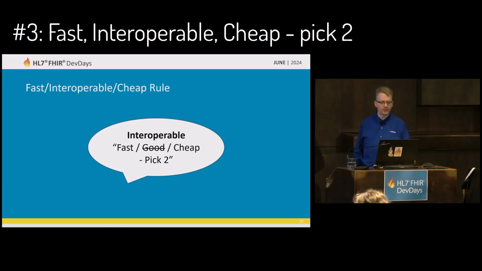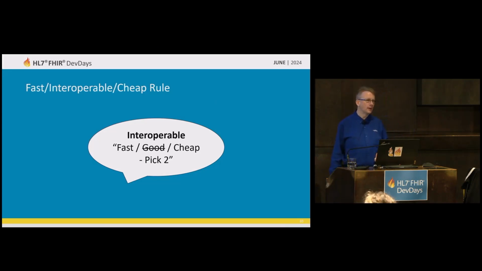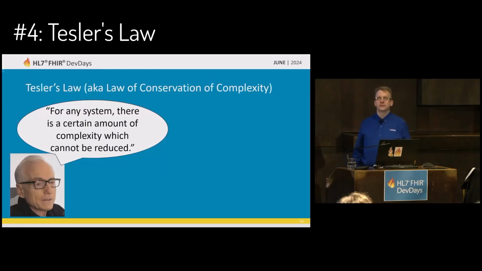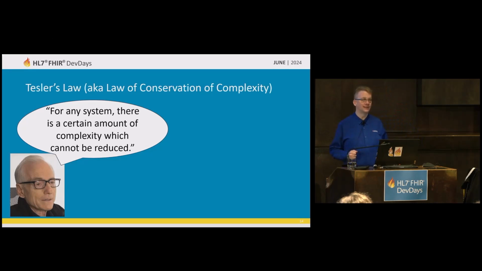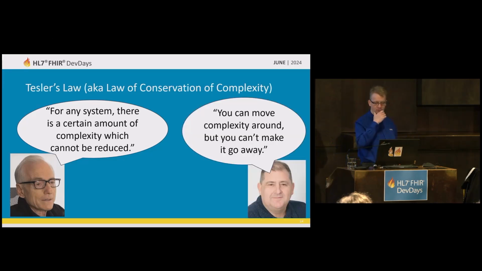And the notion between fast, good, and cheap, pick 2, is that there's a trade-off in terms of what you can achieve within a particular set of resources for a project. The basics with this one is that there is a certain level of complexity that you cannot make go away. And you may also have heard Graham phrase it this way, which is you can move complexity around, but you can't make it disappear.